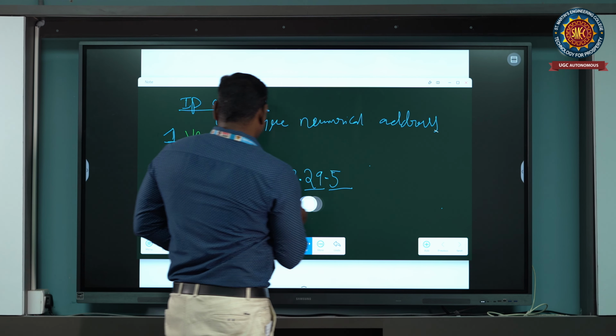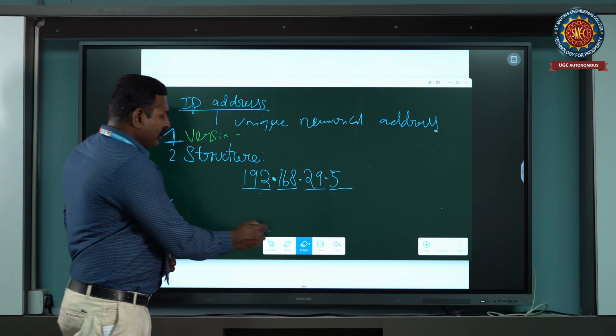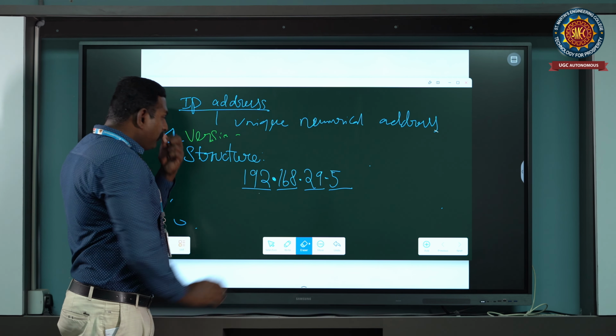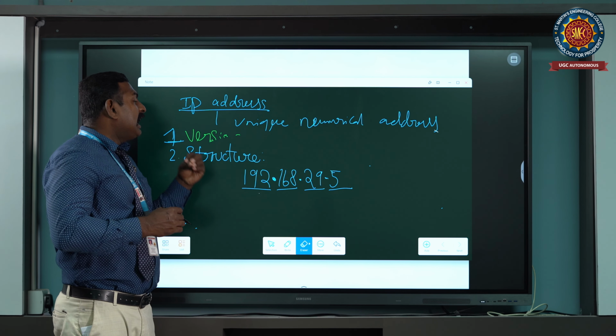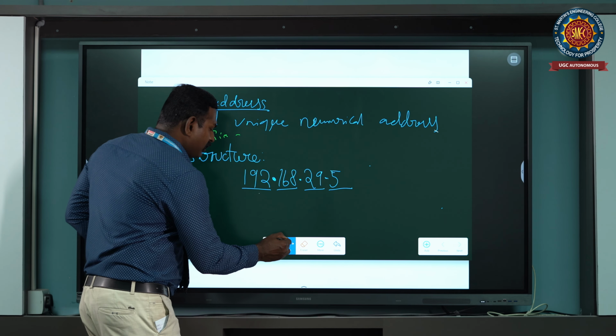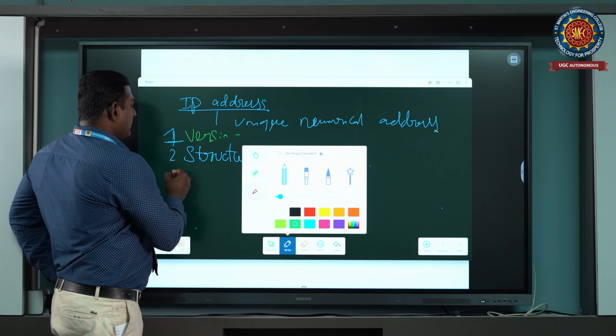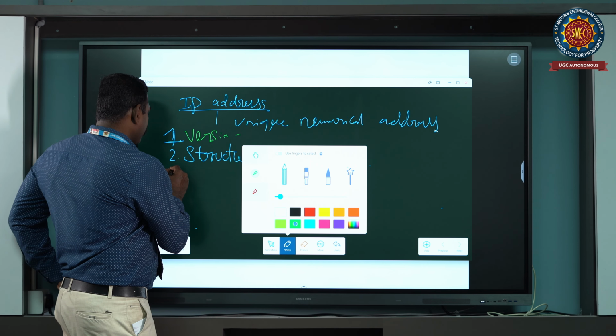Okay, this is IP address structure. That's all about IP address structure. Next one, range. Third one, range. Okay, we are going to talk about range.